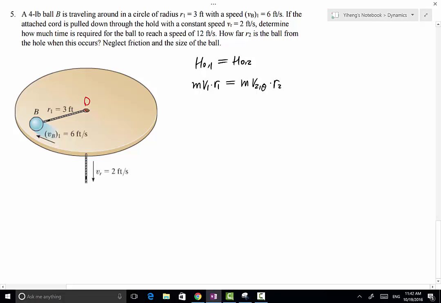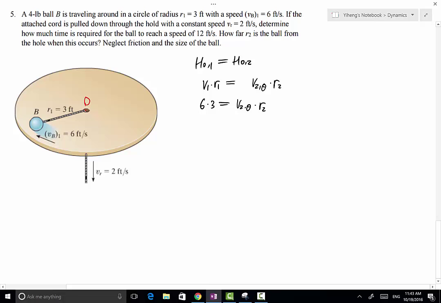What we do know is m, that is 4 over g, so in this case the m can be cancelled out from the equation. v1 is 6 feet per second, r1 is 3 feet. On the right-hand side we have v2 theta that is not known, and r2 is also an unknown.